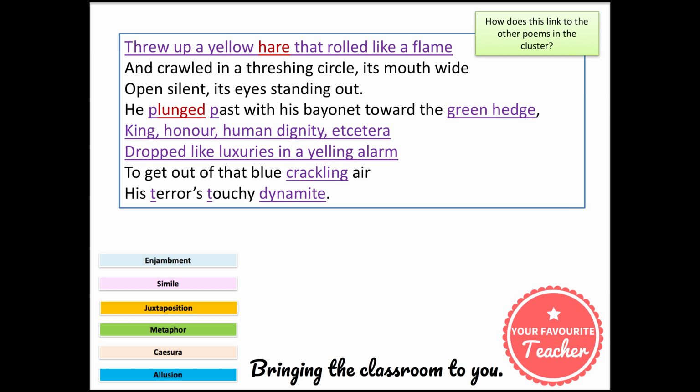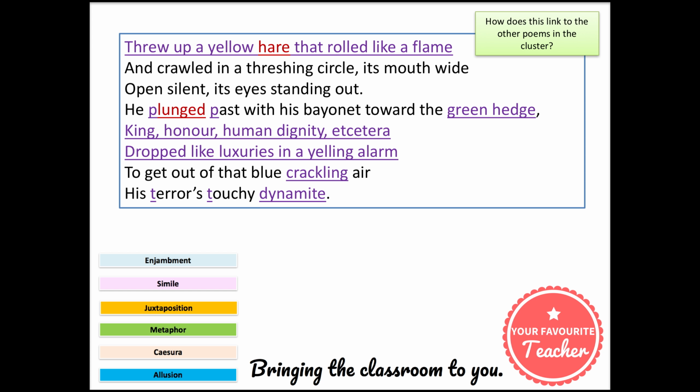His terror's touchy dynamite. Again, dynamite, explosive. Perhaps he is the weapon here, but also perhaps represents what danger he is actually in. The alliteration here could emphasise the adrenaline, the fear, and again really just talks about the horror that he is feeling. You know, dynamite is something that is feared, and I think throughout the whole of this poem we just see quite how unexplainably horrific this experience would be to a soldier.